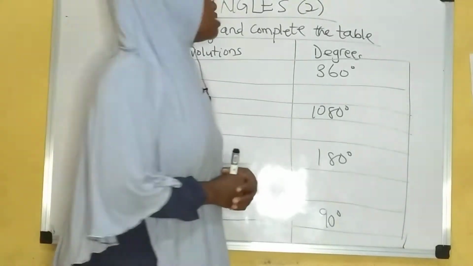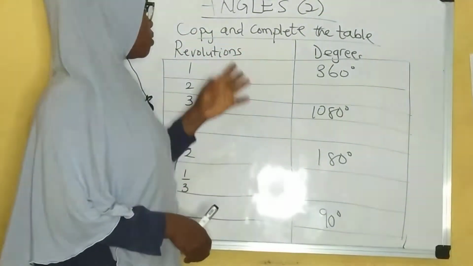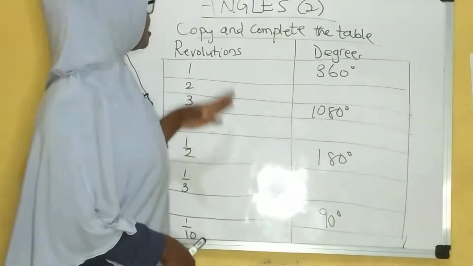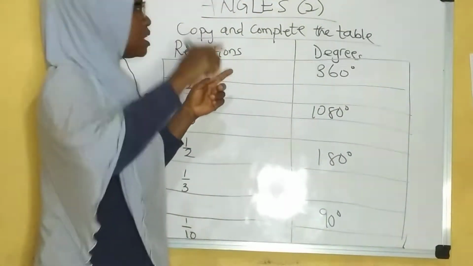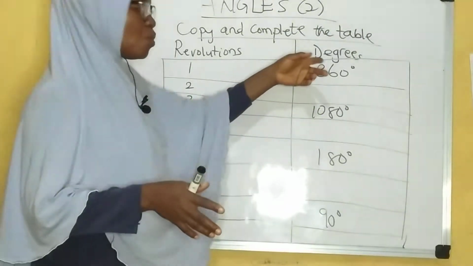All right, now today's class. We are going to be continuing with angles. So let's copy and complete this table. Now in this table we have revolution, that is a complete circle. Do you understand? And then we have the corresponding measurement, which is in degrees.